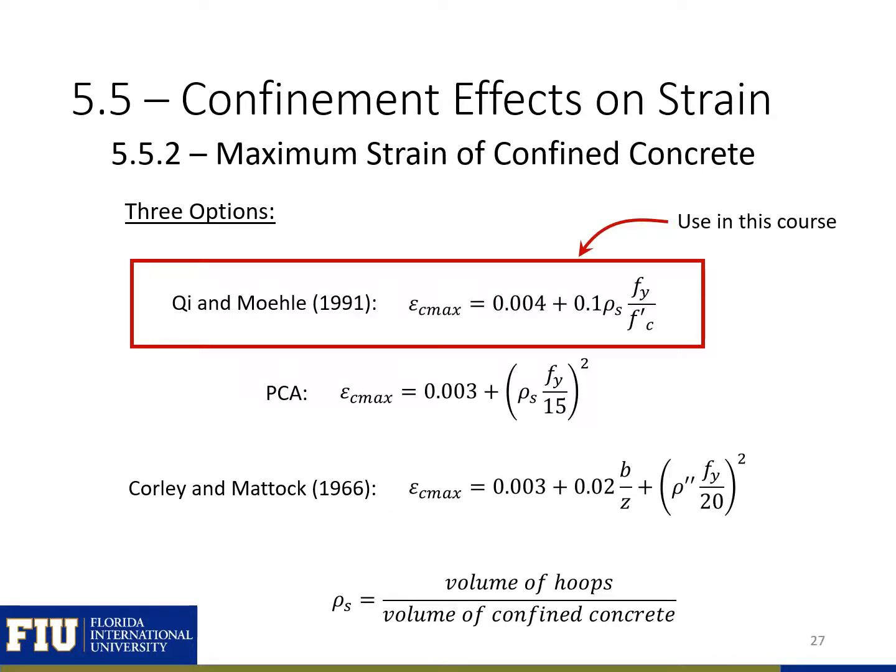Here are three different expressions that we can use to find the maximum strain in our confined concrete. One is the Priestley and Paulay, or Scott and Park, expression from their work in 1991. We have a PCA expression and a Corley and Maddock expression from the 60s. In this class, we're going to use the first expression, which takes into account the volumetric ratio or reinforcement ratio, or the ratio of our volume of our hoops to the volume of our confined concrete.